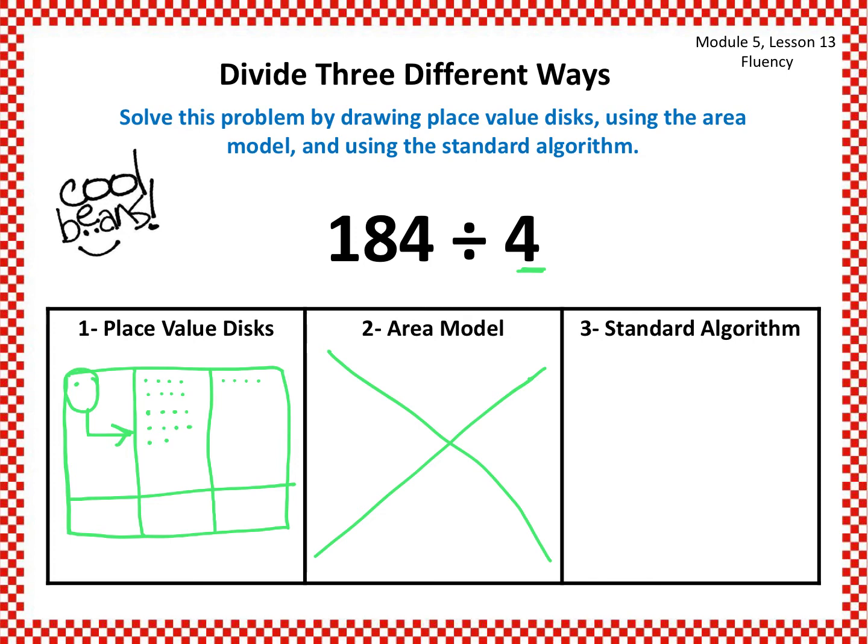All right, got one group of 4, 2 groups of 4, 3 groups of 4, and 4 groups of 4. I have 2 left over, so I'm going to move 1 over as 1, 2, 3, 4, 5, 6, 7, 8, 9, 10.